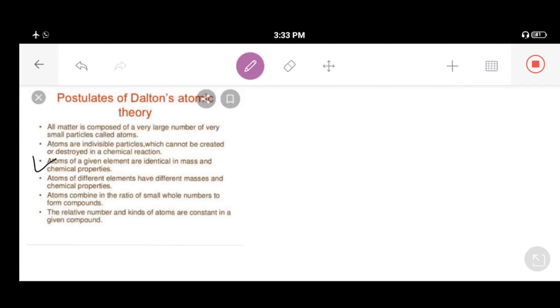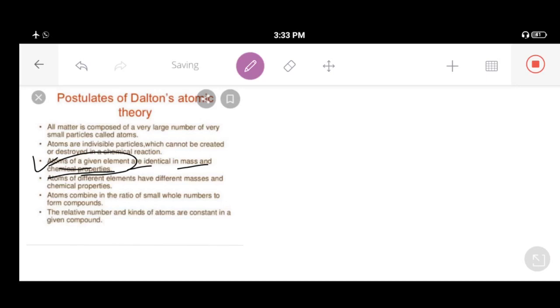The third postulate of John Dalton's atomic theory is that atoms of a given element are identical in mass. They are identical in chemical properties as well. That means all the atoms of a given element are identical in all respects, having the same mass, the same size, and the same chemical properties.